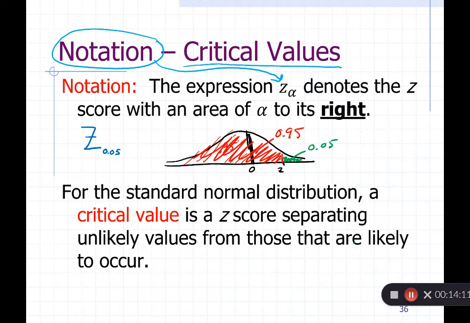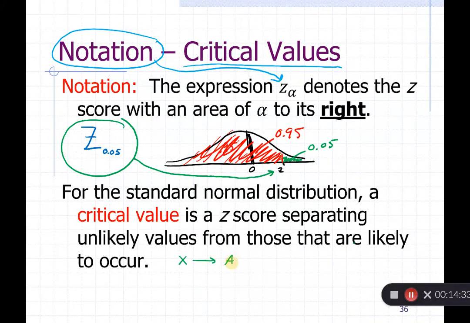So this z-score, z with a subscript 0.05, is referring to this unknown z-score right here. So now we have to go backwards. We've talked about, if you're given the x value, how to find the area. We've talked about, if you're given the z-score, how to find the area.